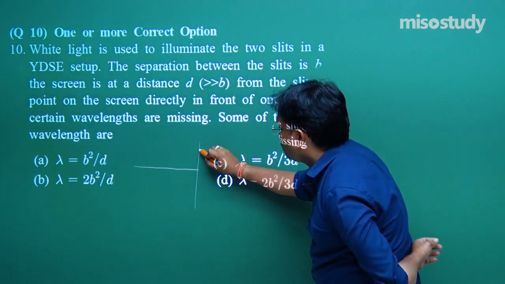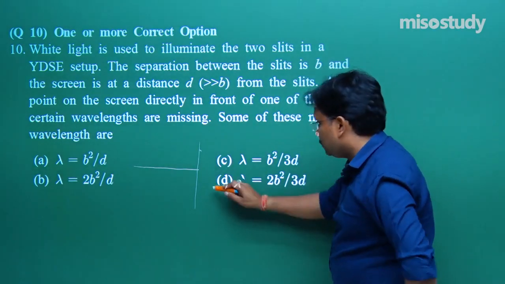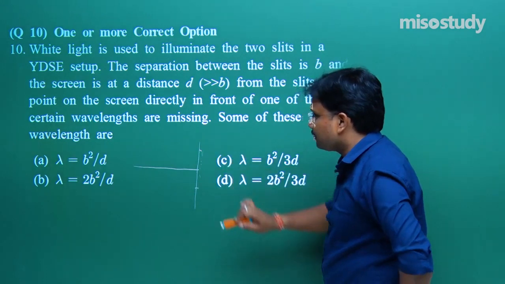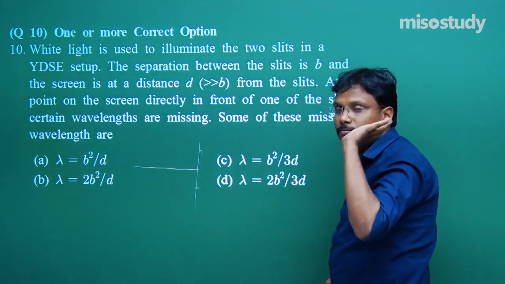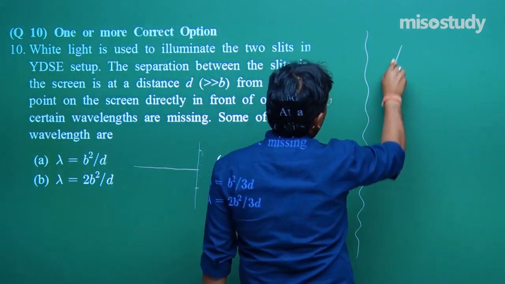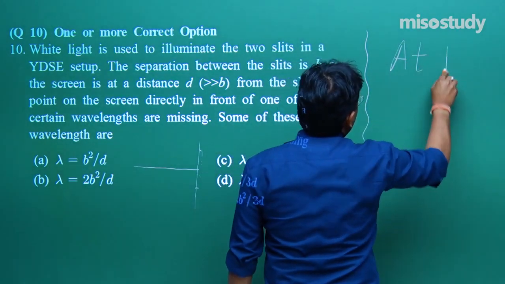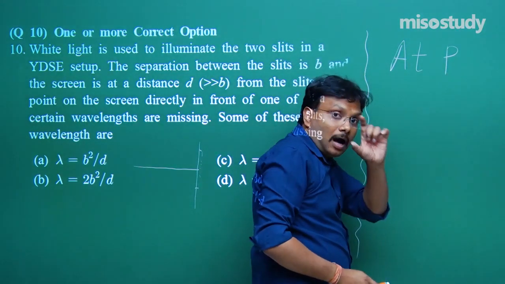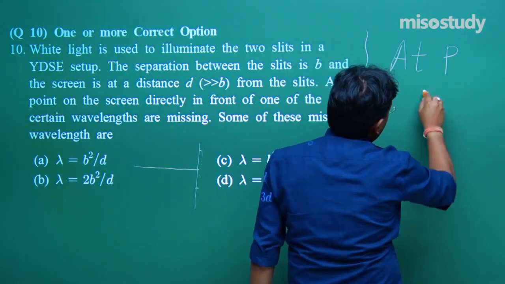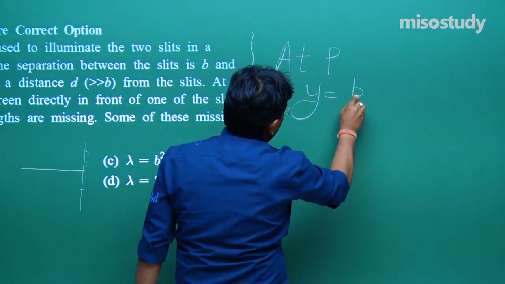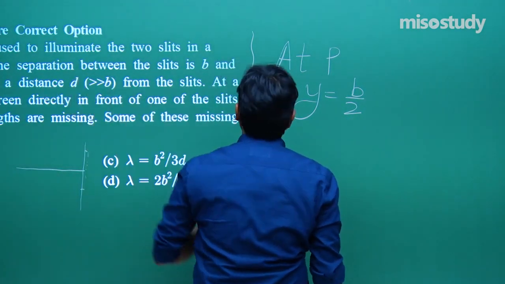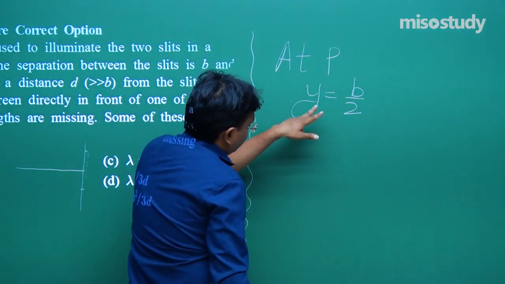Fine. So, if I am saying this distance from here to here is y, then this distance is y by 2. Please do not forget this. At P, P means at a point, half of this gap. So, at P, y is equal to b by 2. How am I writing like this? It is given in the problem. Fine. So, y is equal to b by 2.